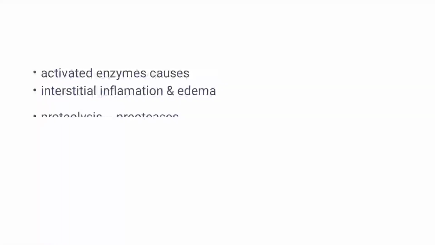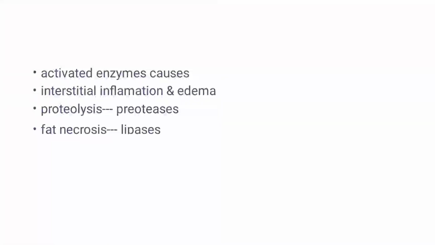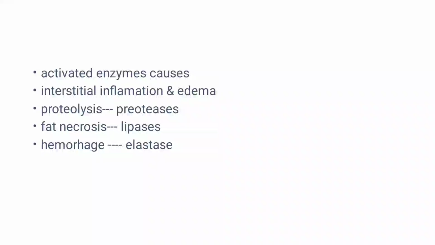Okay, so these activated enzymes cause interstitial inflammation and edema, proteolysis, fat necrosis, and hemorrhage. Now the hemorrhage is because of elastase, fat necrosis because of lipases and phospholipases, and proteolysis of the pancreas is just because of activation of proteases.